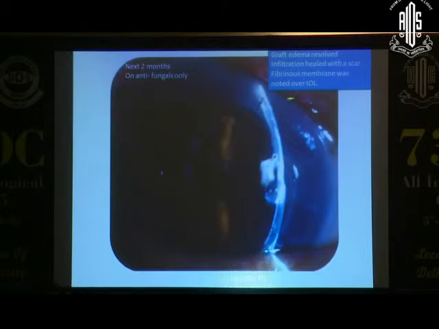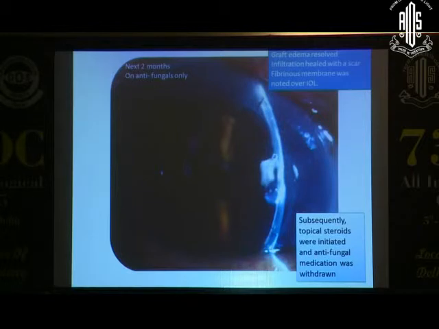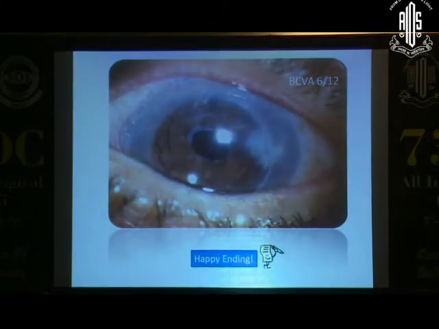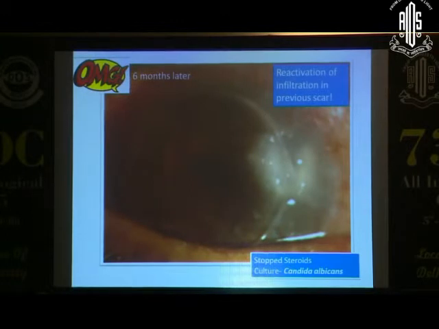We were just fortunate, I think. The infiltration resolved. It healed with a scar. There was a little fibrinous membrane over the IOL, which we YAGed later. And we again put the patient on topical steroids. Happy ending? Not really. So the patient had 6/12 vision. 6 months later, can you beat it?